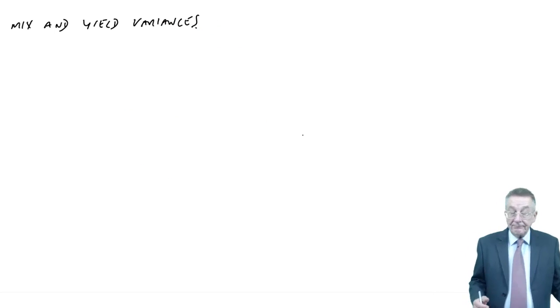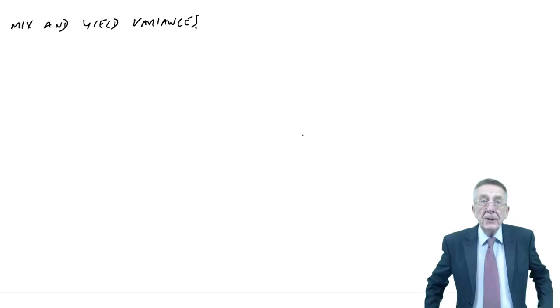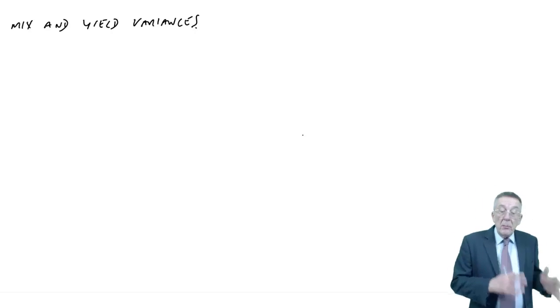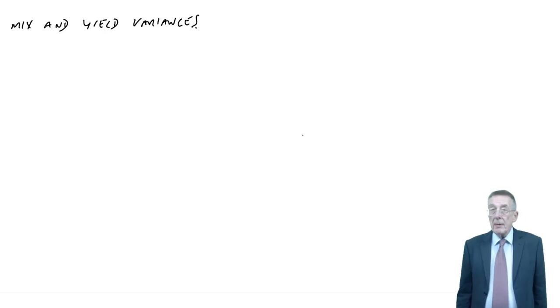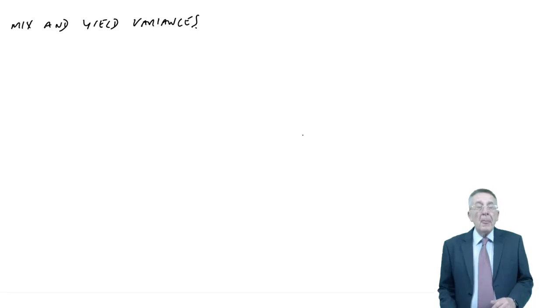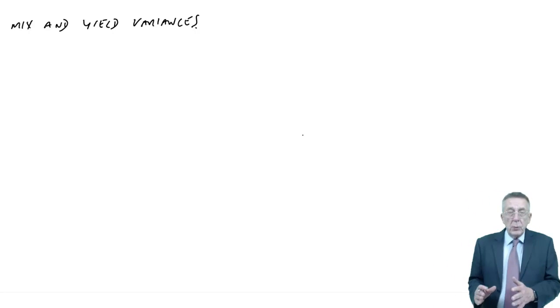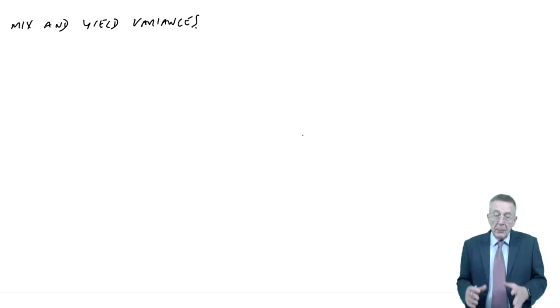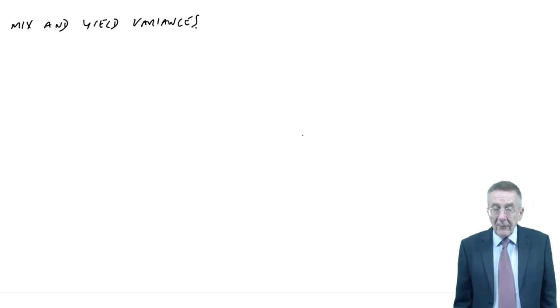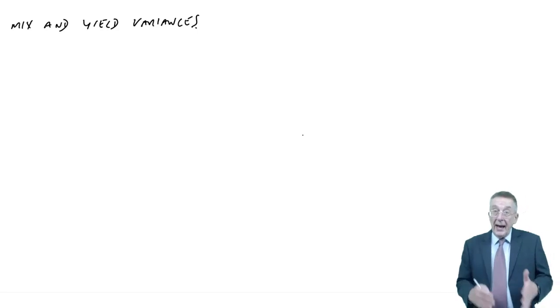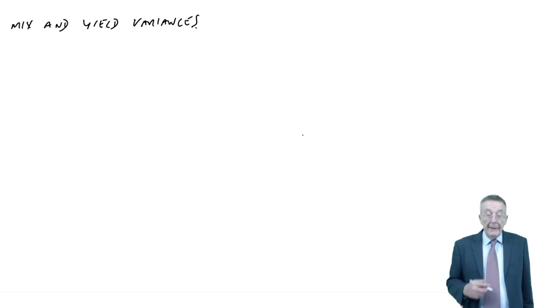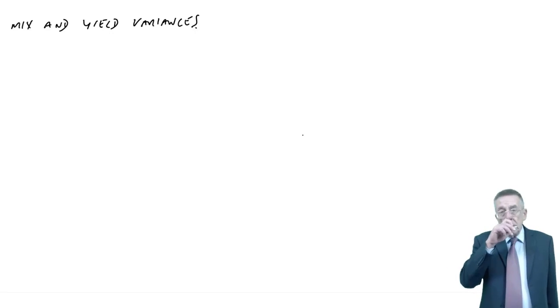We're on chapter 14 of the paper F5 lecture notes, which is the more advanced variances, the ones that are relevant for paper F5. We've already dealt with planning and operational, and the other important one, completely separate, is something called mix and yield. In this lecture, I want to explain what they are and how we calculate them. Let me first explain what we're getting at.